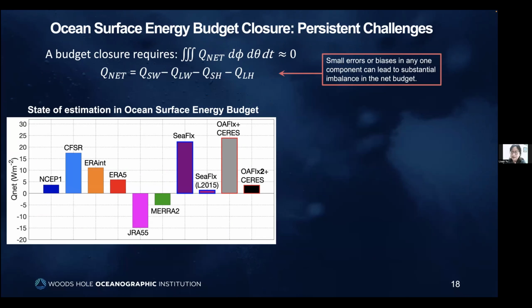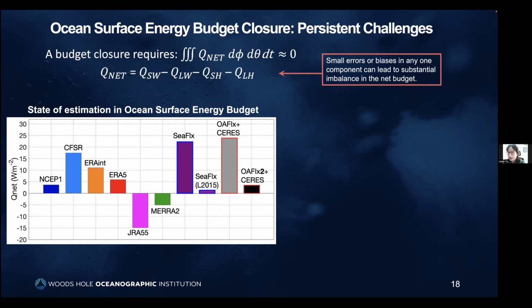And now come to the second topic. Once you have products and you want to ask how your product contributes to the closure of the global ocean surface energy budget. Budget closure requires that everything add up to 0. And this is really challenging because Qnet involves shortwave, longwave, sensible, and latent fluxes. Each of the terms is greater than 100 watts per square meter.